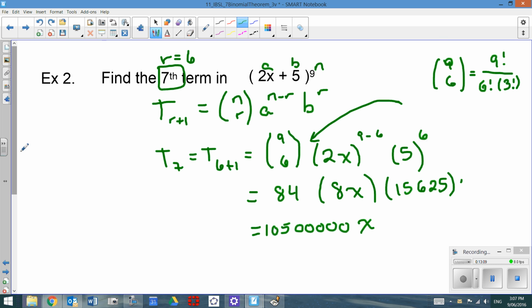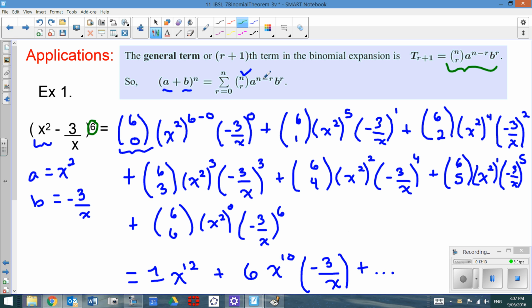We will do more examples like this in class using both of these formulas, but you want to be familiar with how to expand and then also how to identify one term if a question specifically asks you for that one term.